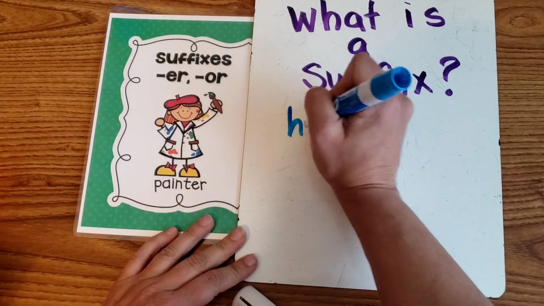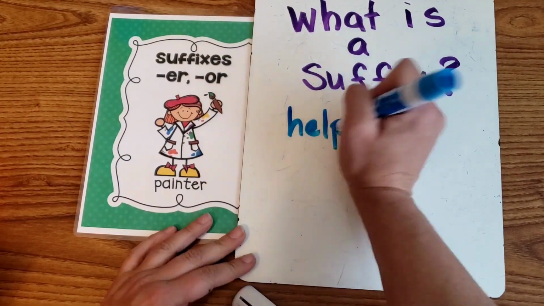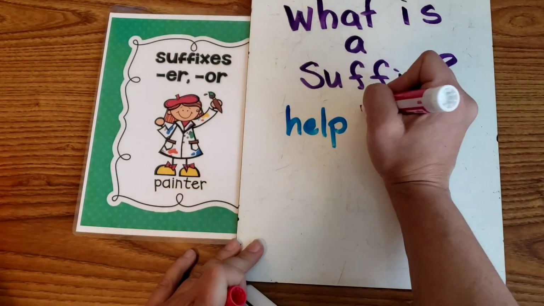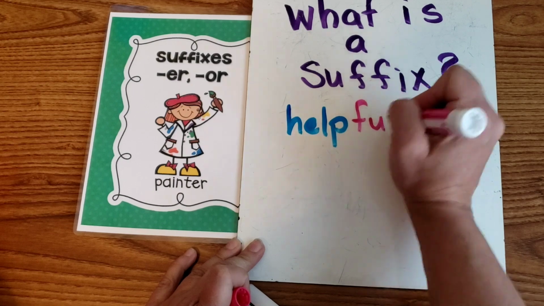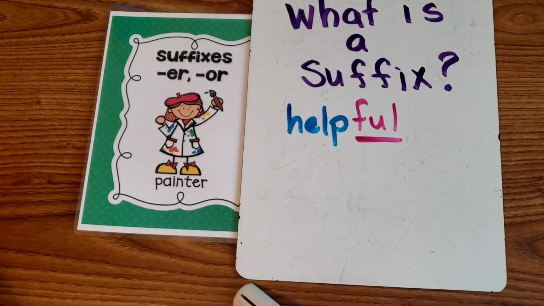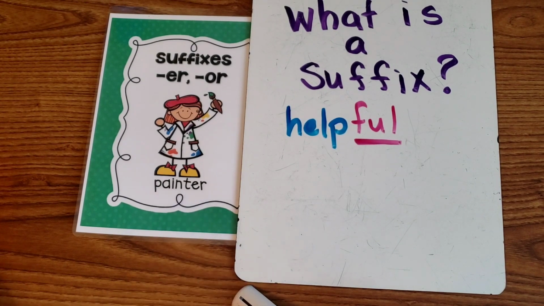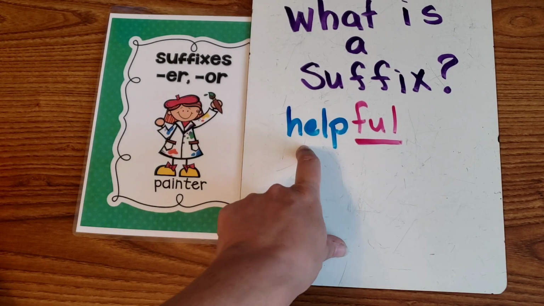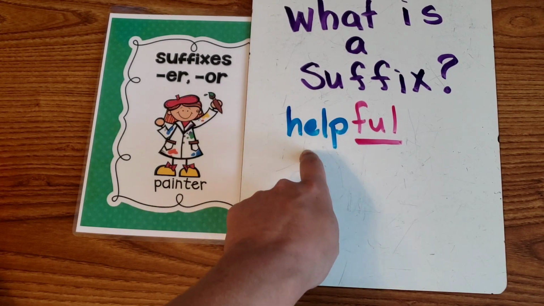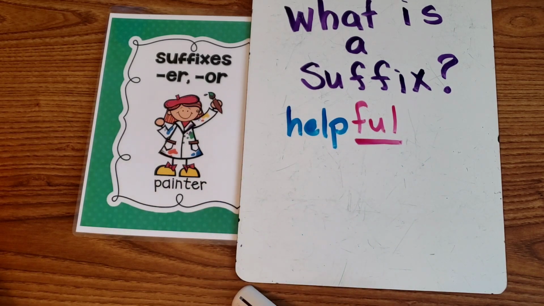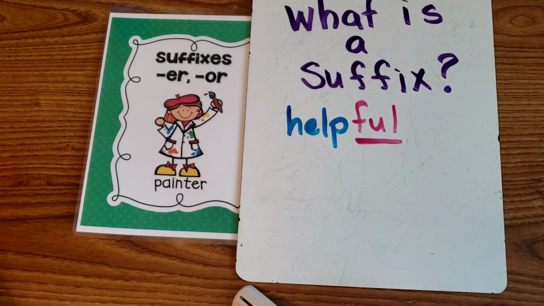We had the word help and we added a suffix to it. We added the suffix FUL. Do you remember that suffix? It means full of. So it's just a group of letters added to the end of the word that changes the meaning a little bit. So we went from the verb, which means to help somebody. That's something you can do, is help. And then we just added FUL, and now it means full of helping, like you're helpful, right?